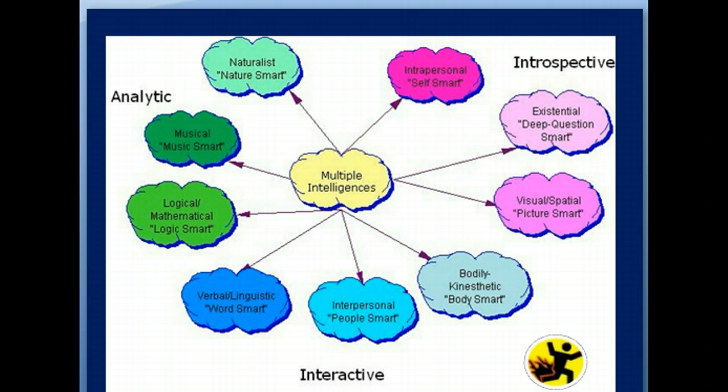So according to Gardner, these are all ways in which we can express our intelligences. And notice as you look at this concept map, you can see that some of these intelligences are what we would call introspective. They cause us to look in. We have some that are related to interactive, in other words, between people, and we have some that require the use of analytical skills.